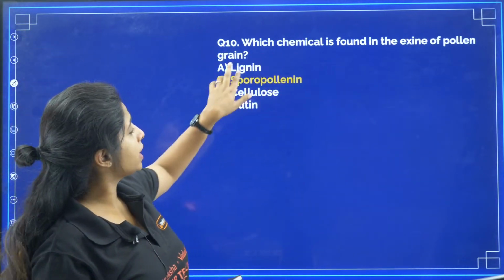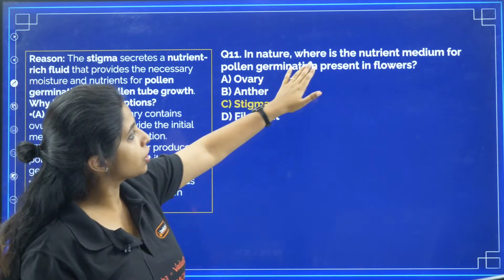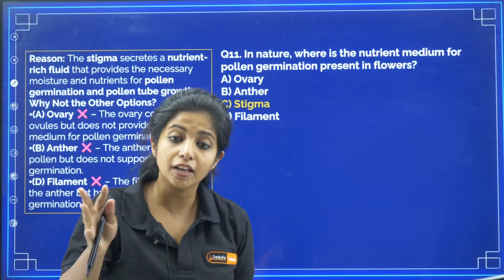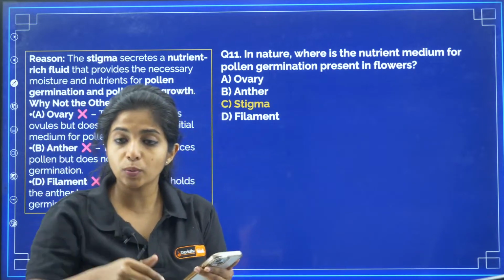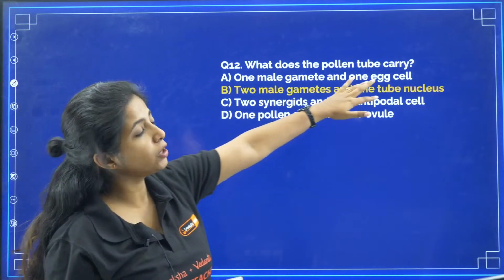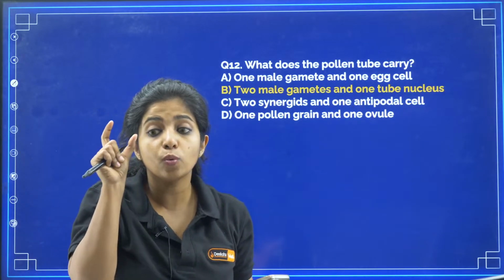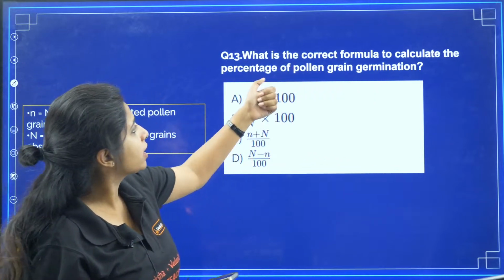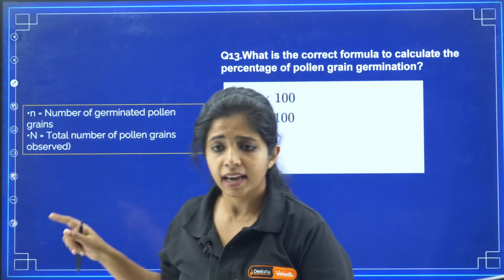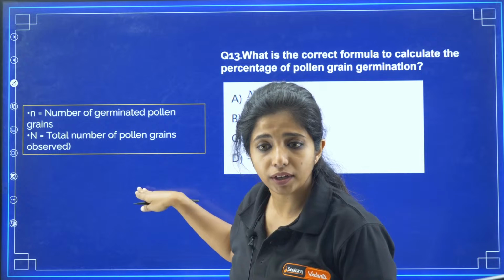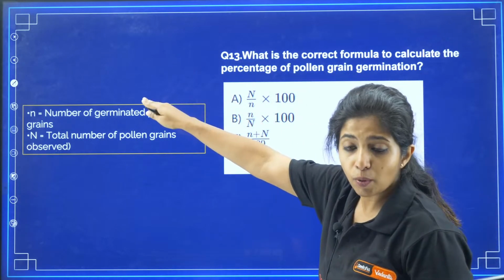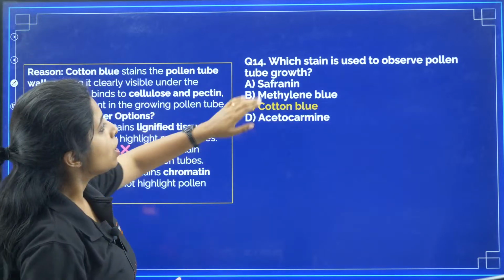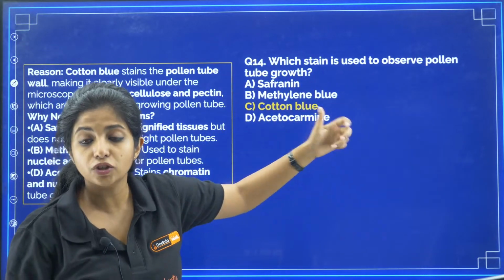Okay, which chemical is found in the exine of the grain? It is sporopollenin. In nature, where is the nutrient medium for pollen germination present? You are providing it now, right? But in nature, where is it present? On the stigma. That's where it comes and lands, right? Now next thing, what does the pollen tube carry? It will carry two male gametes, and I told you one tube nucleus. Tube nucleus belongs to the vegetative cell. Going ahead, what is the correct formula to calculate percentage of pollen germination? So small n, the number of germinated pollens, by capital N, total number of pollen grains observed, into 100. That will be the formula. Now, which stain is used to observe pollen tube growth, my dear children? It is cotton blue.